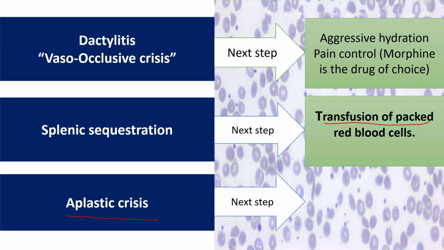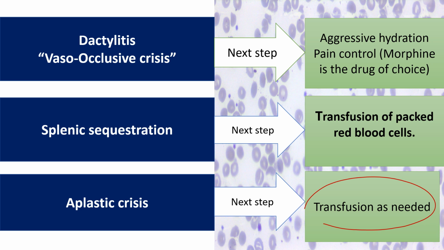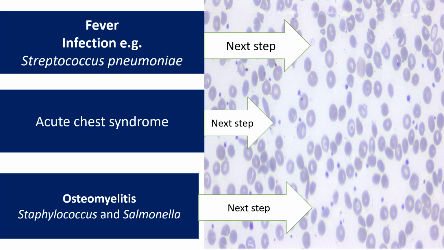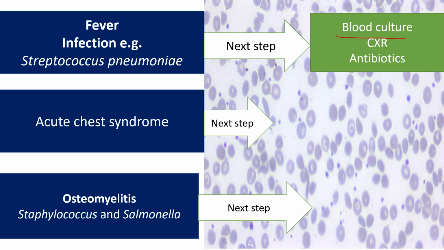Aplastic crisis means severe anemia in a child with sickle cell anemia and low reticulocyte count. What is the best next step? Transfusion as needed. Sickle cell anemia plus fever means infection with encapsulated bacteria, specifically Streptococcus pneumoniae. Next step is blood culture, chest x-ray, and antibiotics, a third generation cephalosporin.